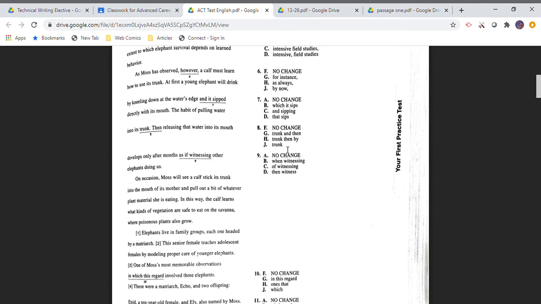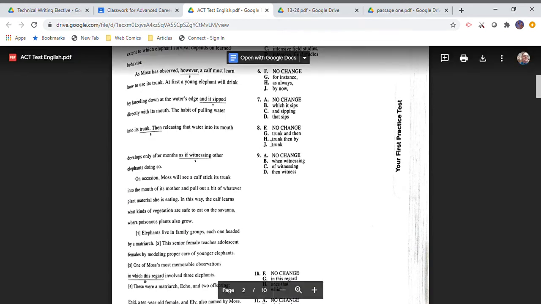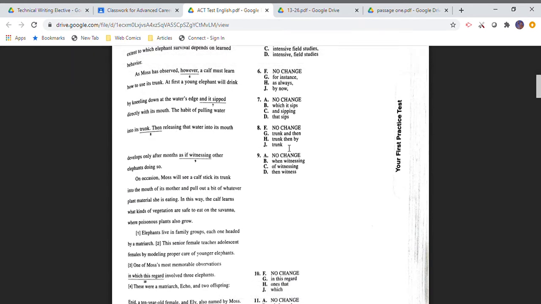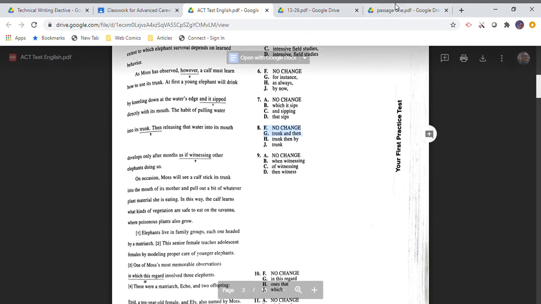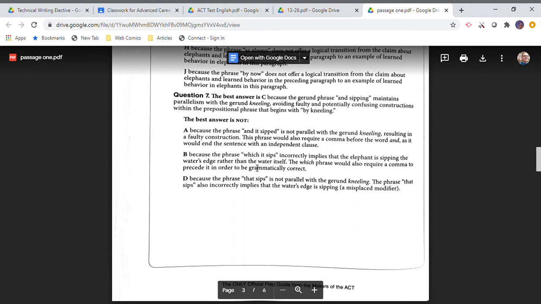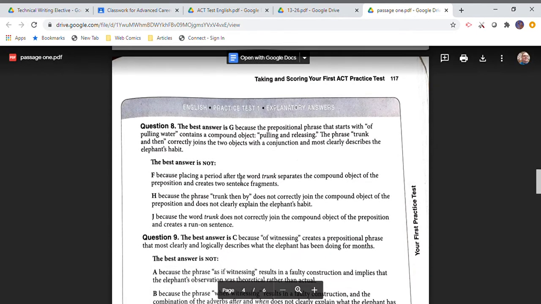And get rid of "then." The habit of pulling water into its trunk, releasing that water, no comma, that's awkward. So I'm going to say no to J. The habit of pulling water into its trunk, then by releasing the water, then by, that "by" is weird. You don't need that "by." The habit of pulling water into its trunk, and then releasing that water into its mouth. G sounds really nice. So it's G. Best answer is G. We're good.